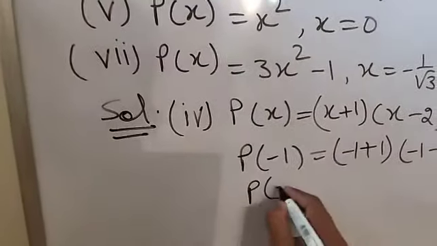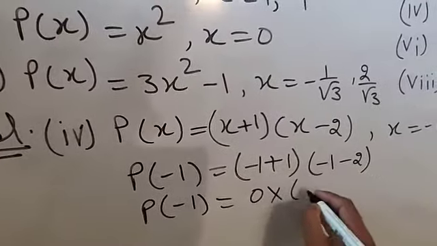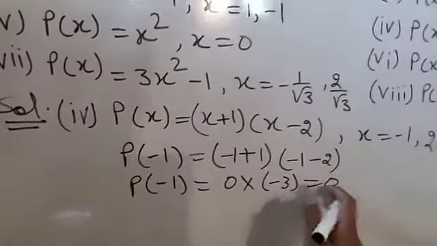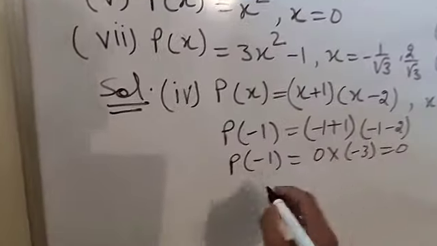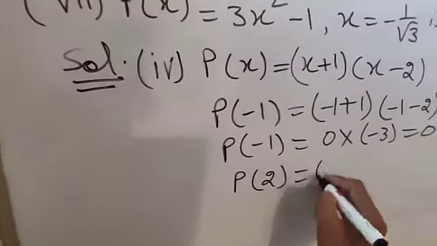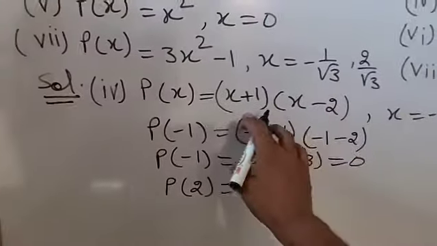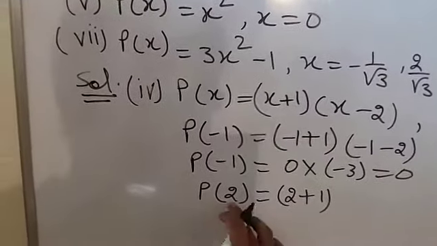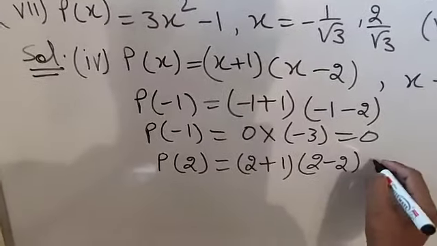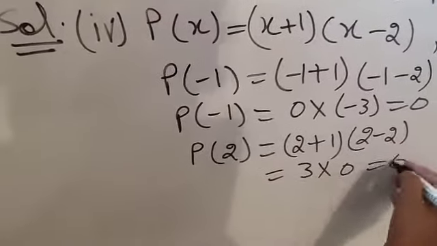Now p minus 1 equal to minus 1 plus 1, equal to 0, into minus 1 minus 2, equal to minus 3, that is equal to 0. 0 into any number is equal to 0. Now I am going to put x equal to 2. So it means I am going to find the value p2. x will be replaced by 2. So it is equal to x plus 1, it means 2 plus 1. The same polynomial is there, x plus 1, so x will be replaced by 2, into x minus 2, that will be 2 minus 2. It is equal to 2 plus 1, 3 into 0. 2 minus 2 equal to 0. It is also equal to 0.